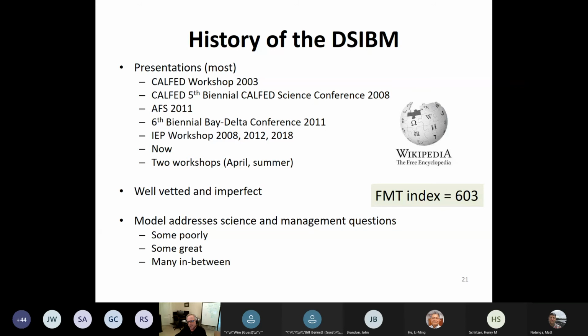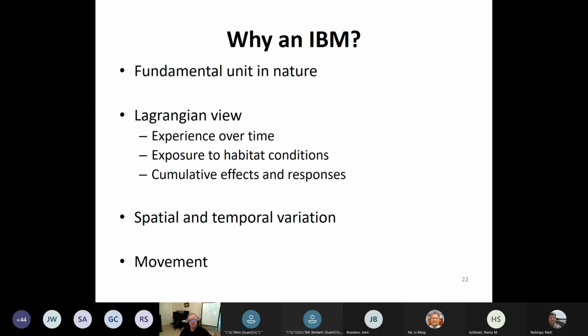And to give you an idea, when we started this, Wikipedia was in its first year, and the fall midwater trawl index was 603 for Delta Smelt. So it gives you an idea. And what we're going to talk about is what questions are good for the model, bad, stay away from for the model, and a whole bunch in between.